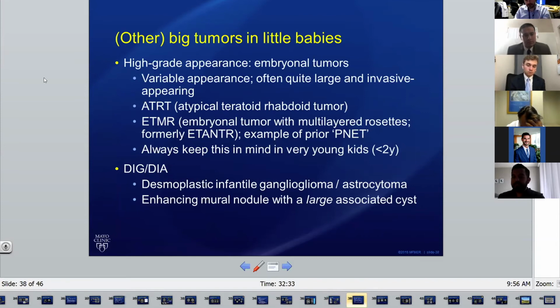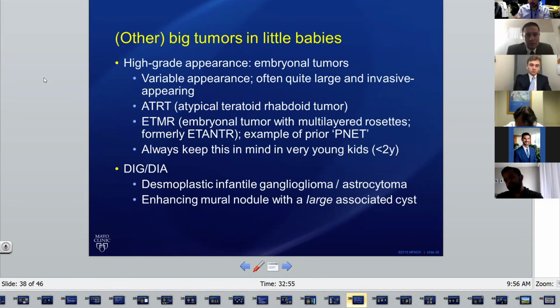So the last category I'll talk about today is kind of a grab bag of other tumors that aren't really restricted by anatomic location, but all have in common the fact that they occur in very young children. In addition to the tumors we talked about already, whenever you're dealing with someone less than 2 years of age, always keep these rare diagnoses in mind.